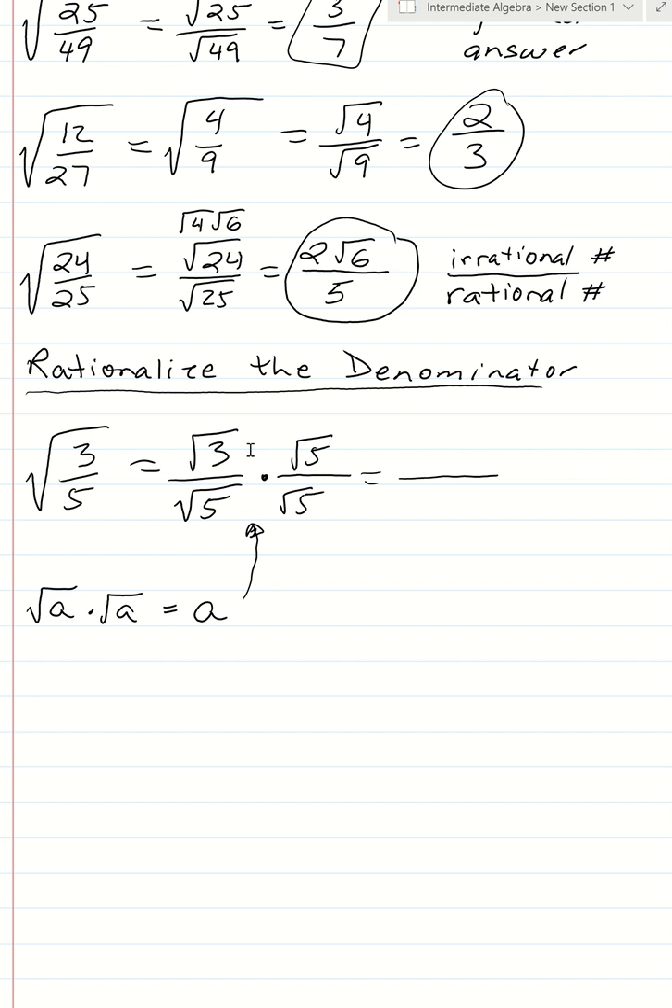When I multiply the square root of 3 times the square root of 5, we get the square root of 15. When I multiply the square root of 5 times the square root of 5, well, if I use this idea here, the square root of 5 times the square root of 5 will simply be 5. Now we have simplified our answer, as well as rationalized the denominator. These fractions are equivalent to one another. This is in a more simplified and rationalized form.